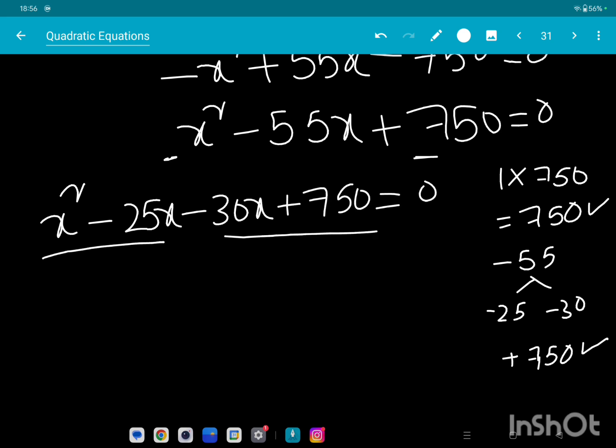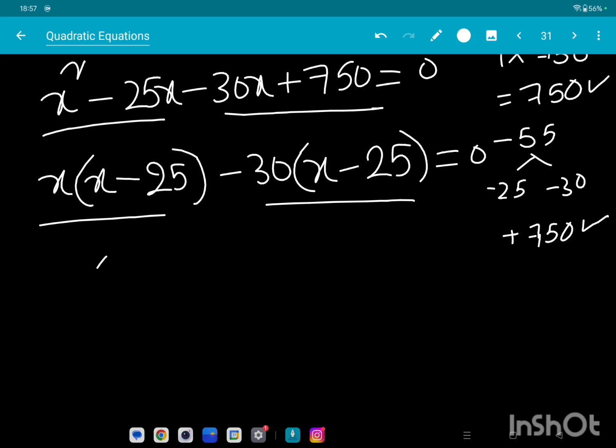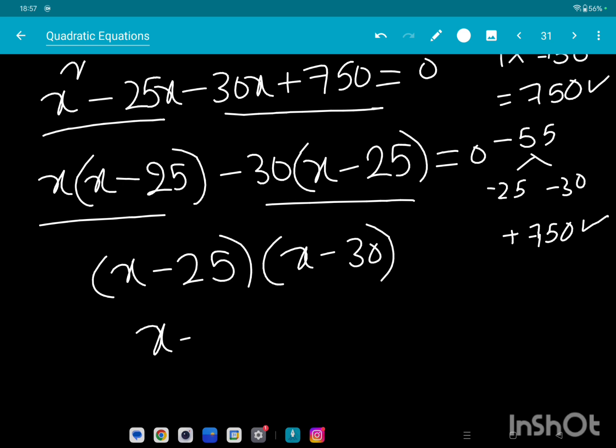And in these two terms and these two terms, I will take x as common. Then what are the remaining terms here? x minus 25. If I take minus 30 as common, then what are the remaining terms? Same, x minus 25. If you want, you can multiply 30 into 25 as well. Now this is one term and this is one term. Now if I take x minus 25 as common, then what are the remaining terms here? x minus 30. So here we need to find the x value.